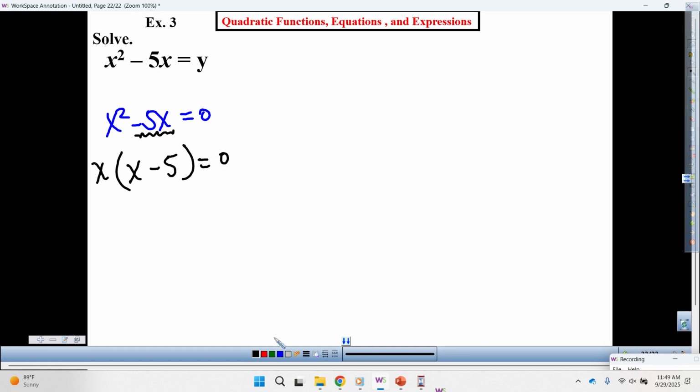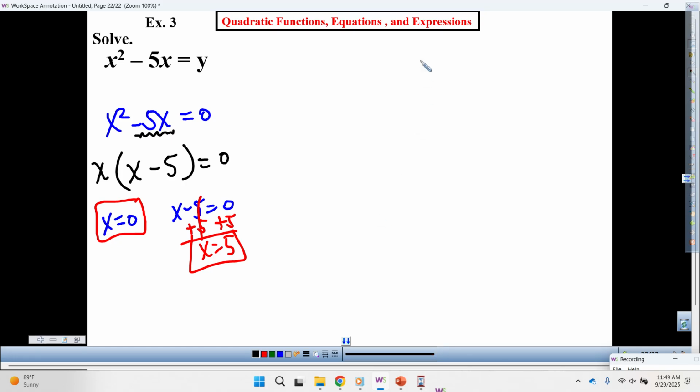What is our next step? Set each of these equal to 0. x equal to 0. x minus 5 equal to 0. And let's solve. You're like, oh, this one's already solved. Yep, there it is. What is the other one? Plus 5 plus 5, x equals 5. And what does that look like in a graph? Let's see.